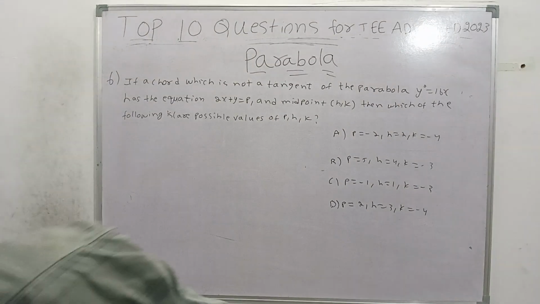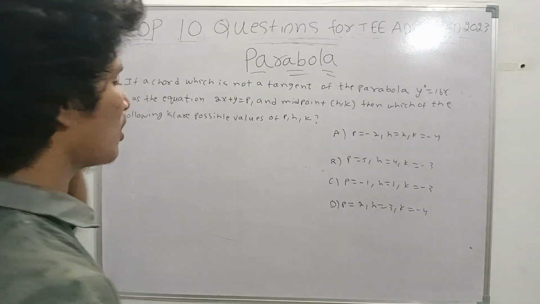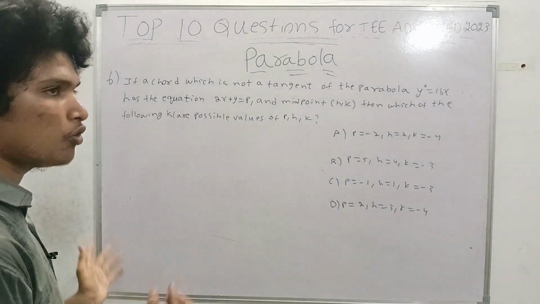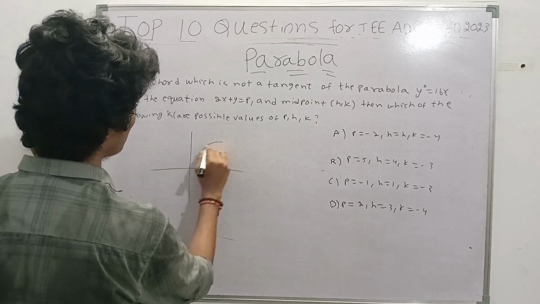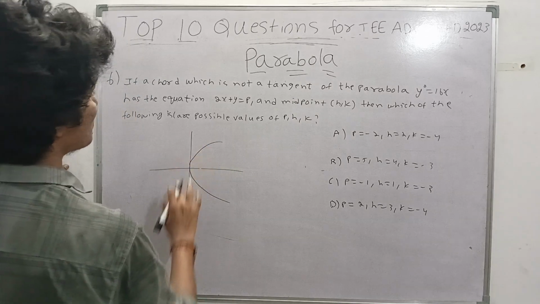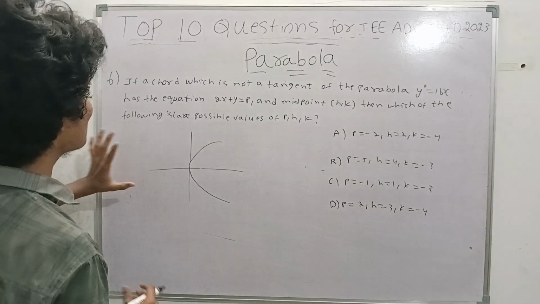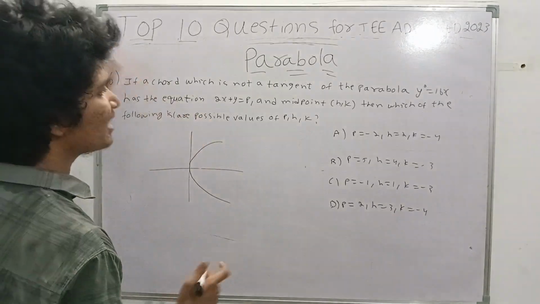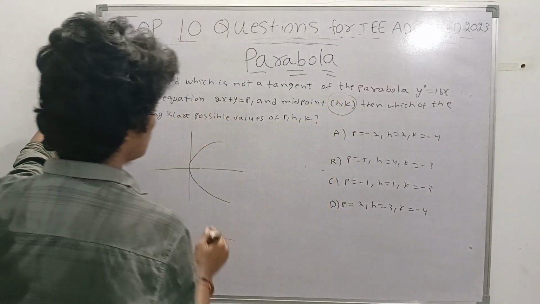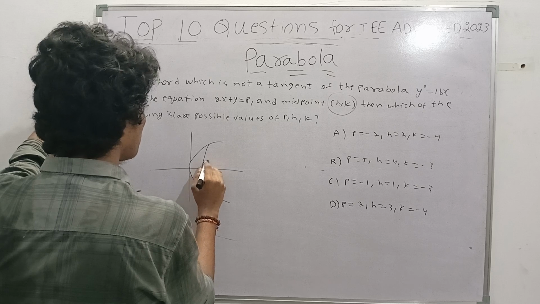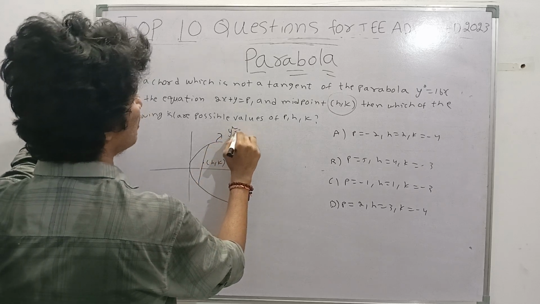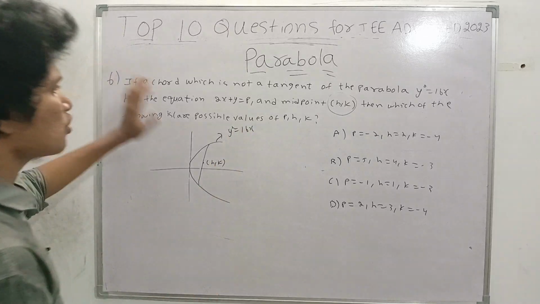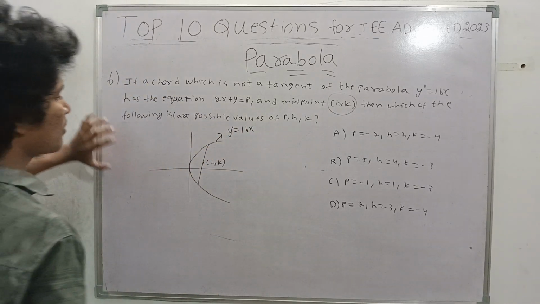This is also a simple question. What they are saying is there is a chord, which you already know, and it is not a tangent to the parabola y square equal to 16x. Let it be the parabola y square equal to 16x. To this parabola there is a chord which is not a tangent, and the midpoint of that chord is given. So it will be the chord with the given midpoint condition. So h comma k is the midpoint.